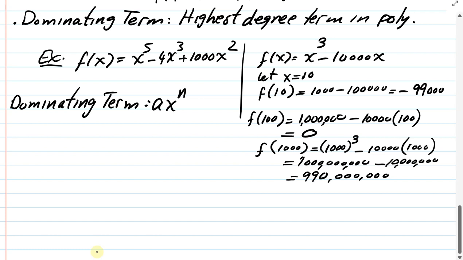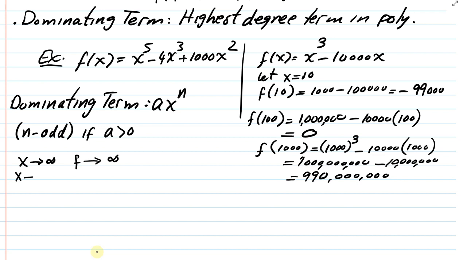Now this dominating term depends on whether the exponent is odd or even. Okay, so we're going to look at the case where n is odd. When n is odd, if a is positive, the leading term is positive. If n is odd and the coefficient on that term is positive, then as x gets very large, so does the function f. As x gets very small, so does the function f.